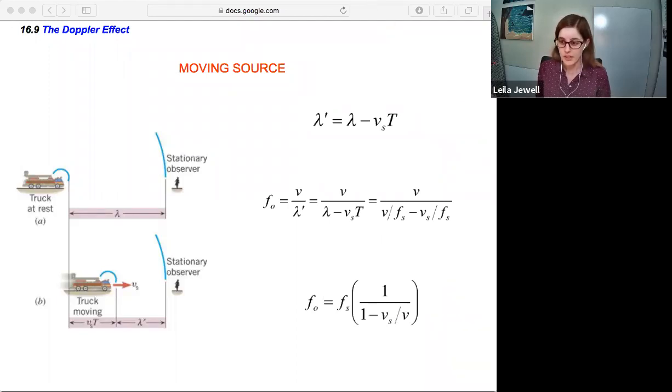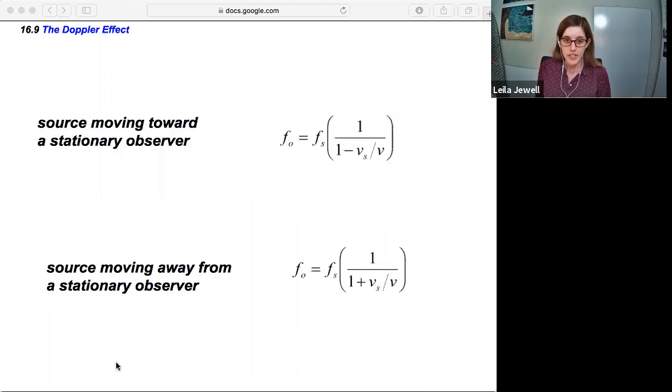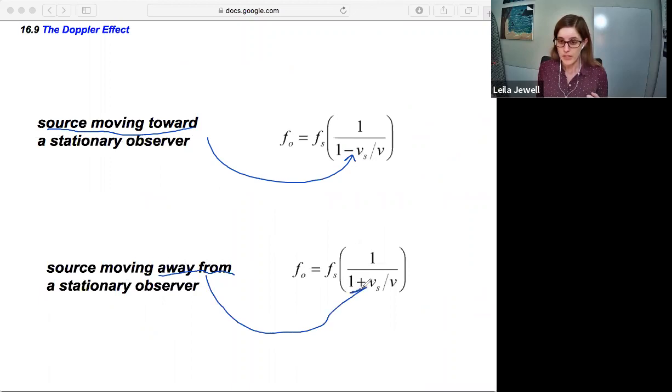It turns out if instead the source is moving away from the stationary observer, we switch from having a negative sign to a positive sign in the denominator. So that's a key detail here. If the source is moving toward, we have this negative sign down here. If it's moving away from, then we have a positive sign here. So these are important notes to include with these equations so that you can keep them straight, because that's one of the most important parts with solving these problems.